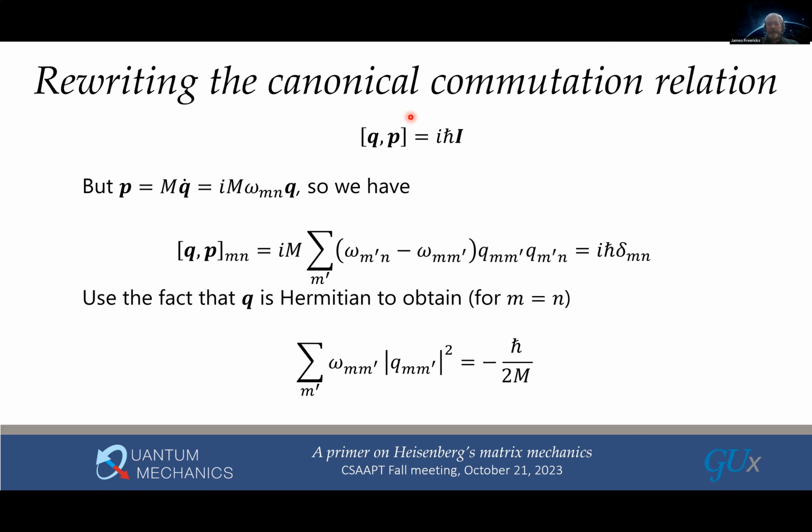So the way to think of this is we motivate a matrix representation from the Rydberg-Ritz combination principle from spectra. So we experimentally motivate the use of matrices from spectra. We then postulate the Ehrenfest equations of motion and that the Hamiltonian is diagonal in the basis that we're working in. And then finally, the fourth postulate is that this canonical commutation relation is independent of the Hamiltonian.